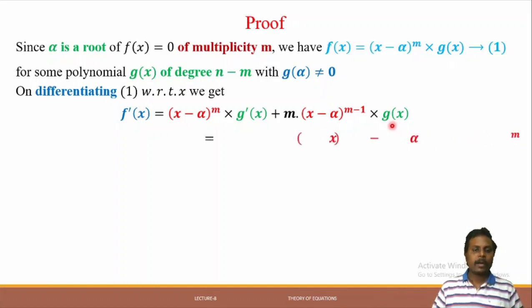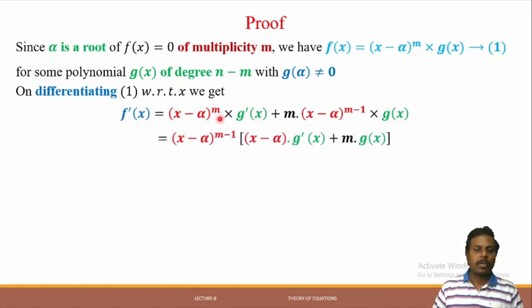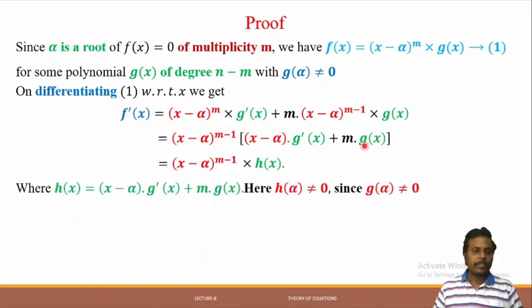Now taking common x minus alpha whole to the power m minus 1 from both these terms, we are left with x minus alpha into g dash x plus m into g of x. Okay. Now this can be written as x minus alpha whole to the power m minus 1 into h of x, where h of x is this particular term. Okay. H of x is equal to x minus alpha into g dash x plus m into g of x.